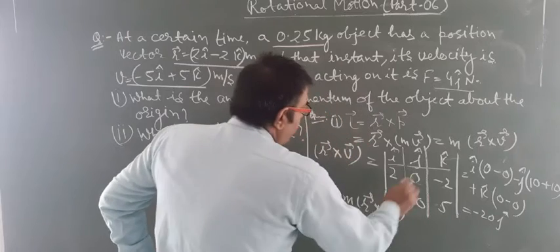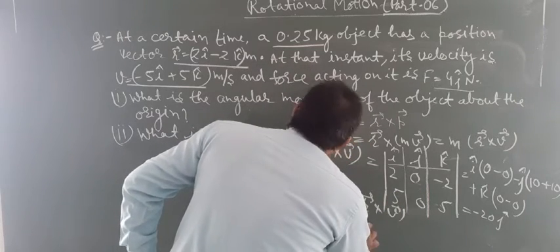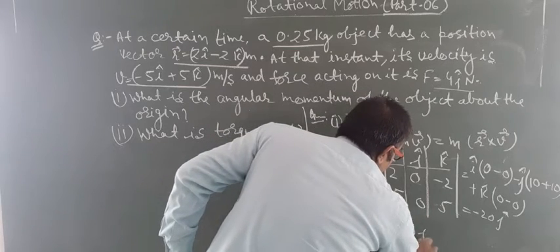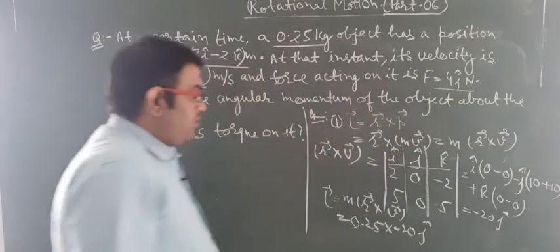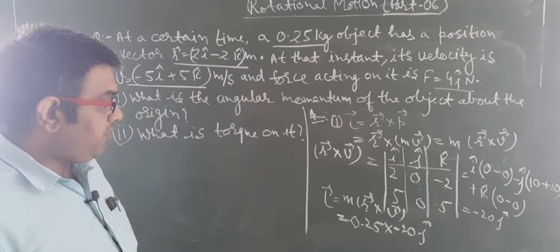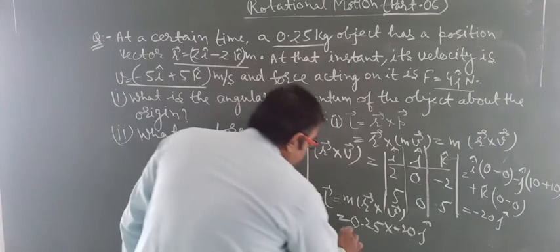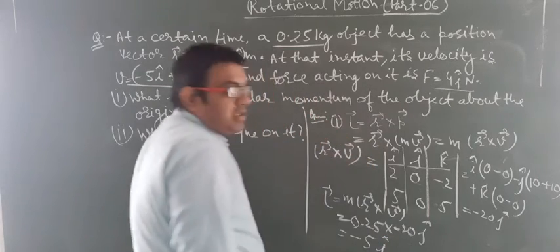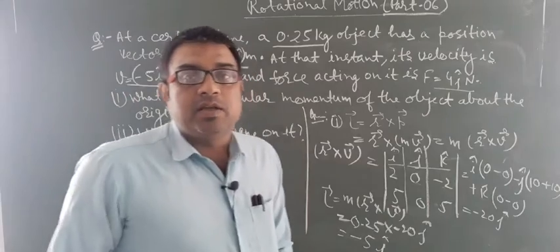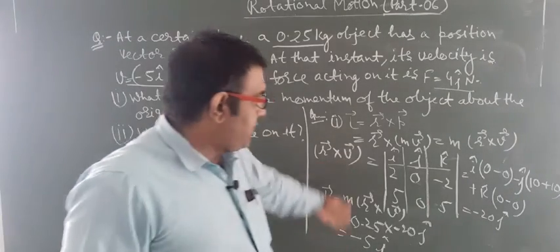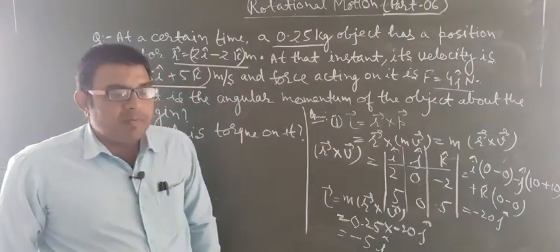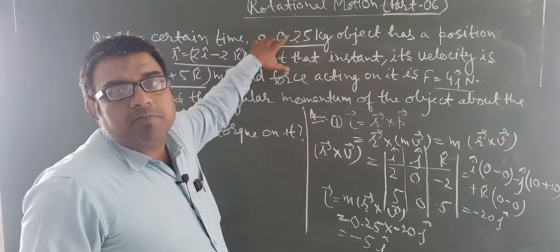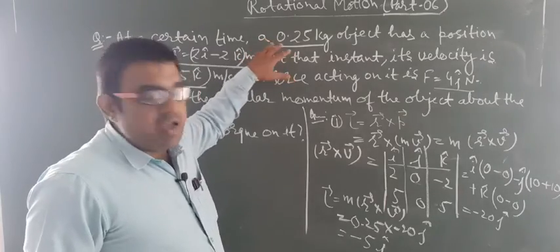So we multiply it as 0.25 into minus 20 j cap. So 0.25 is 1 by 4, and 4 fives are 20, so minus 5 j cap is the angular momentum for a given particle of mass 0.25 kg about the origin.